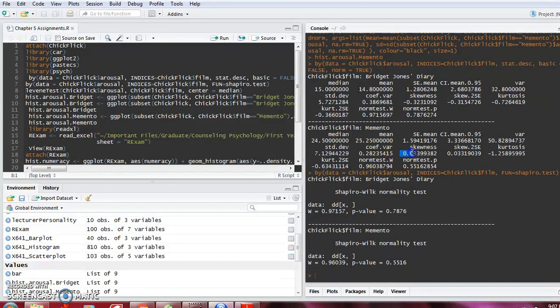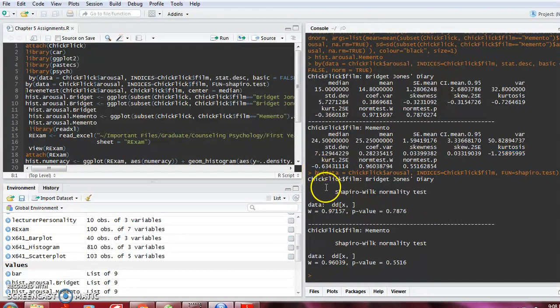Now looking at Memento, we have a positive skew. So with this positive value, we know that we're going to have more of our data piling up on the left side of the distribution. And then for our kurtosis, we have a negative value. So this means that we're going to have a flatter and lighter-tailed distribution.